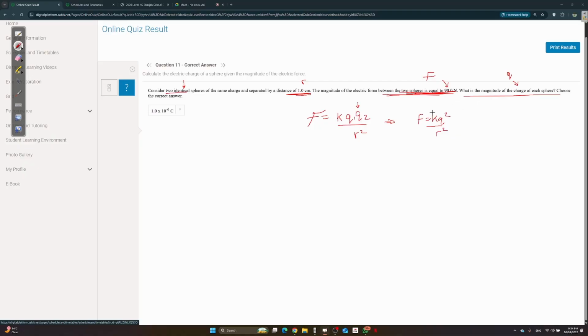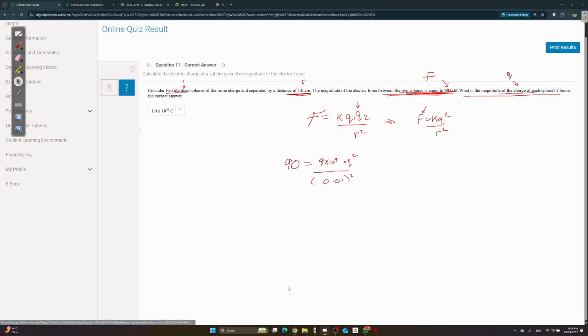Now, do I have all these values? Let's take a look. We want to find Q. So do we have the F? What's the F? F is 90. Perfect. K is what? K is 9 times 10 to the power 9. Perfect. Q squared, we don't know it. We're trying to find the charge, right? Over the distance between them squared. What's the distance between them squared? We have to make it meters, so it's 0.01. And then you square.